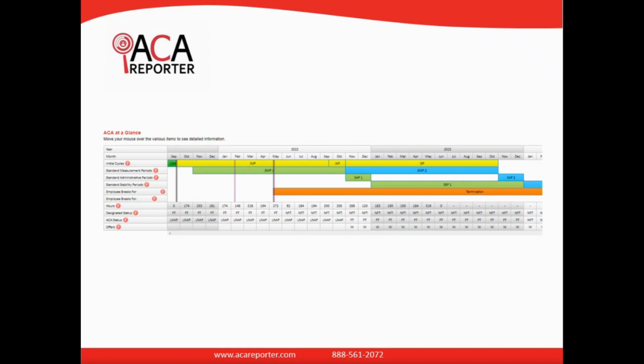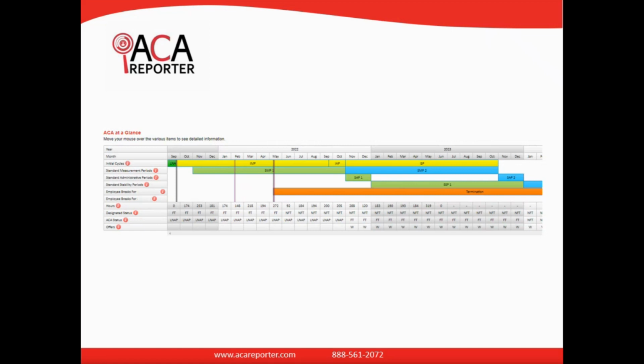One of the most exciting features in ACA Reporter is the ACA timeline. Every individual employee will get a timeline. And when you're using a lookback method to determine who is calculated to be ACA full-time or not full-time, therefore requiring an offer of coverage, the lookback gives you all the information that you need to know.